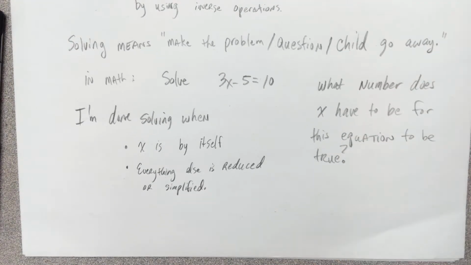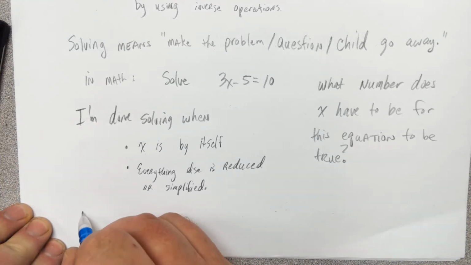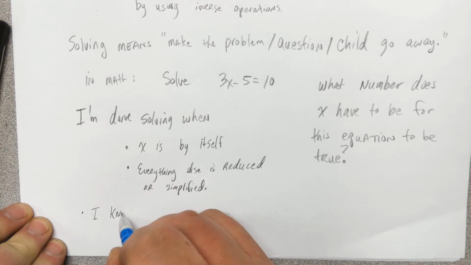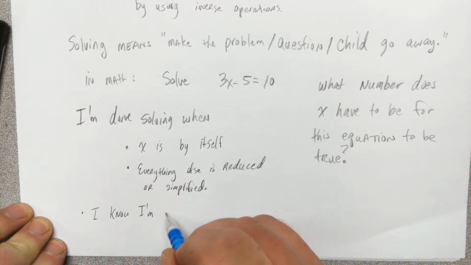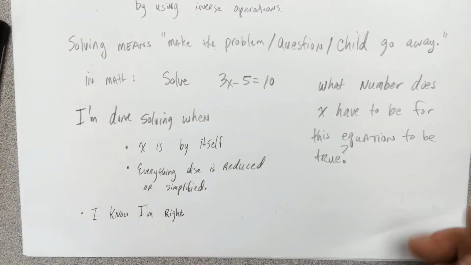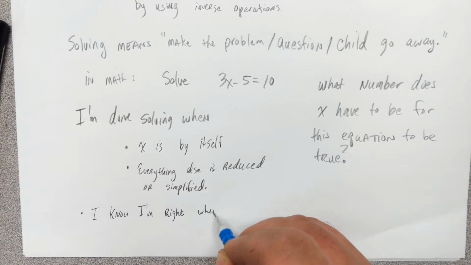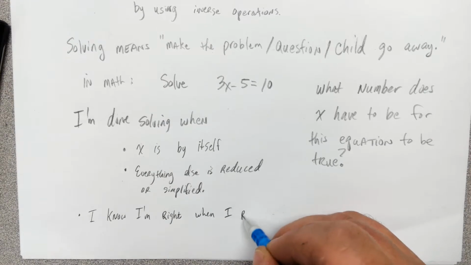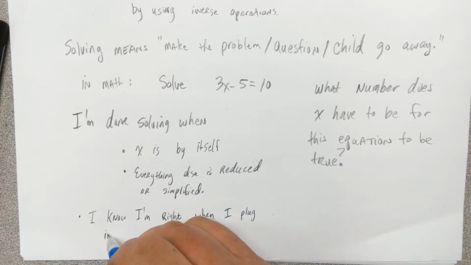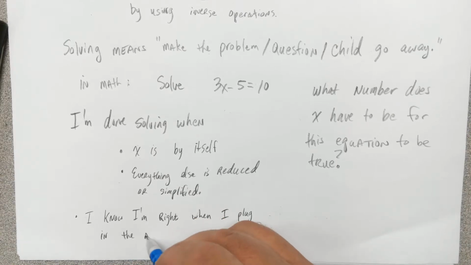Okay, Jackie. Do you understand when you're done solving? Okay, this is going to be funny. Jackie, how do you know when you're right? Well, you put in your answer to the equation. I almost wrote right, W-R-I-T-E. I know I'm right when I plug in my answer and it works.